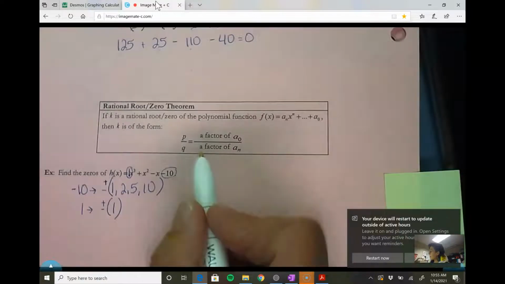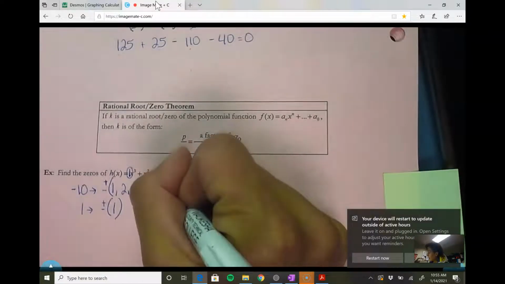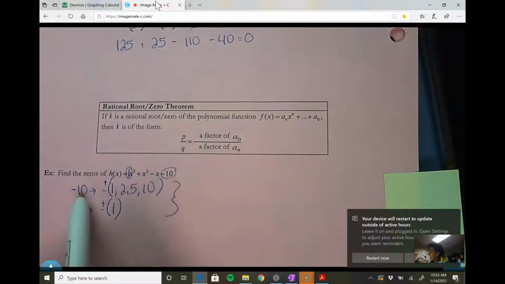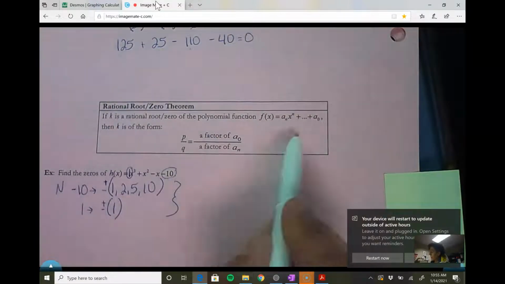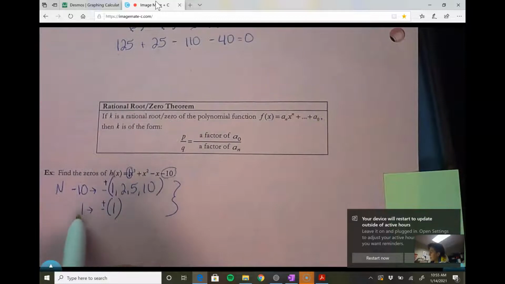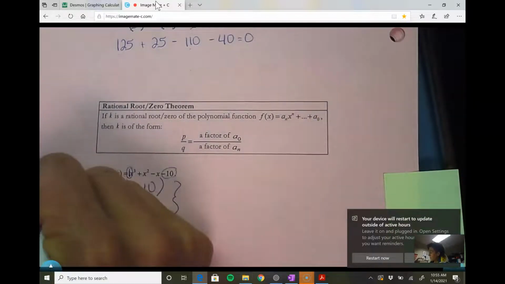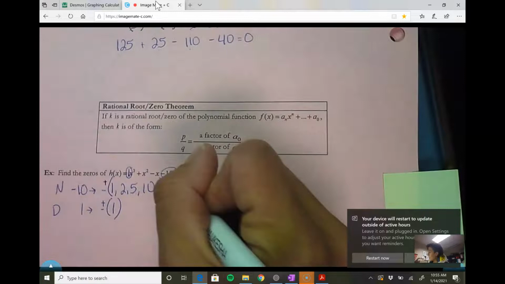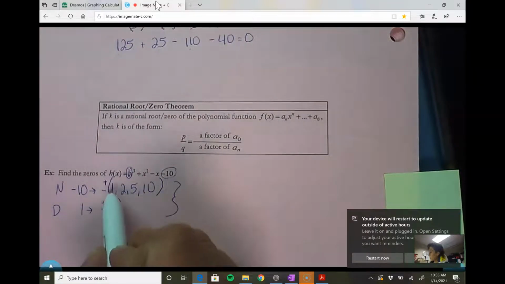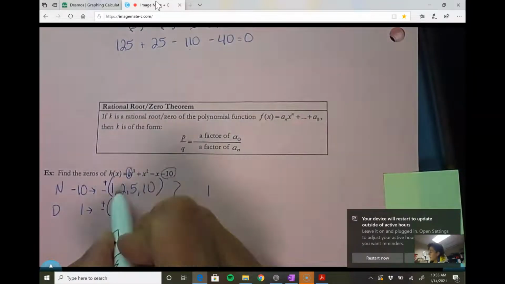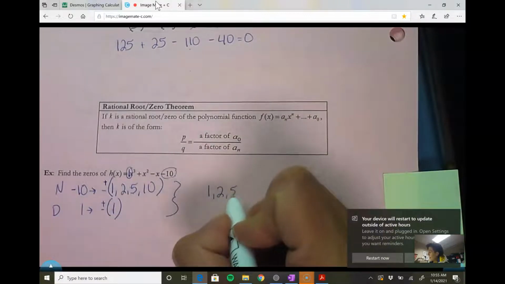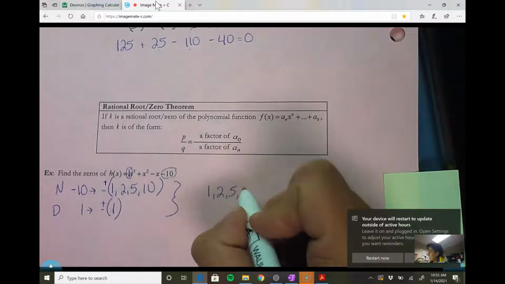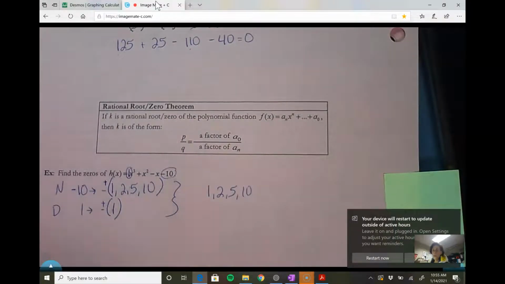And what I'm going to do is make a bunch of fractions. This is going to be p, the numerator, the one at the end. That's why I start at the end. And the number in front is q, the denominator. I'm going to make a bunch of fractions. So I could do 1 over 1, which is just 1, 2 over 1, which is 2, 5 over 1, which is 5, 10 over 1, which is 10. And then I would still have all the negative ones.